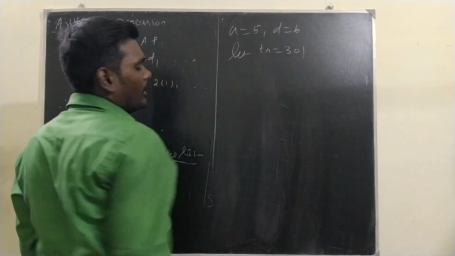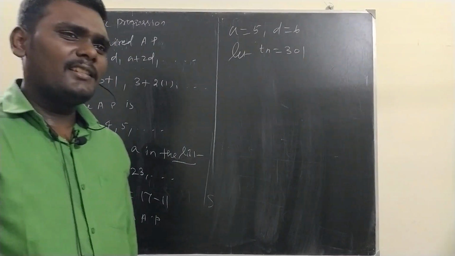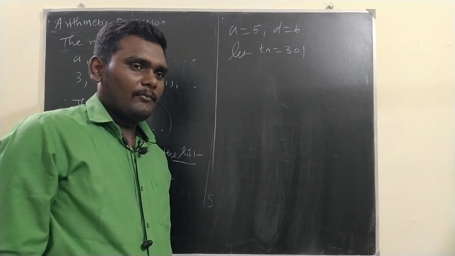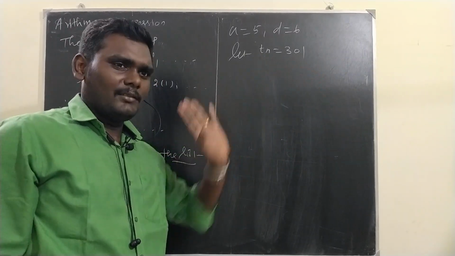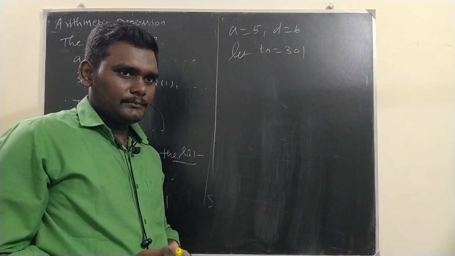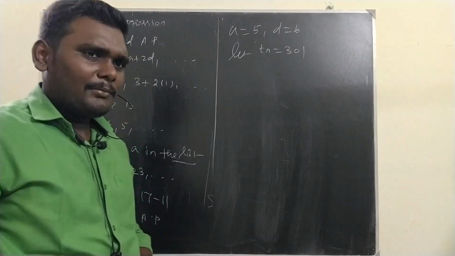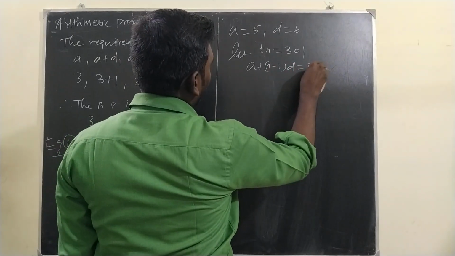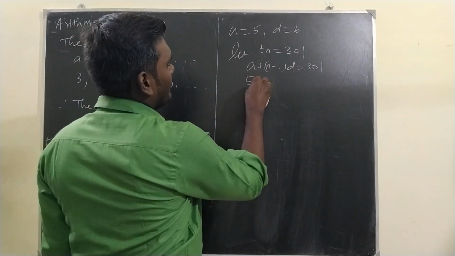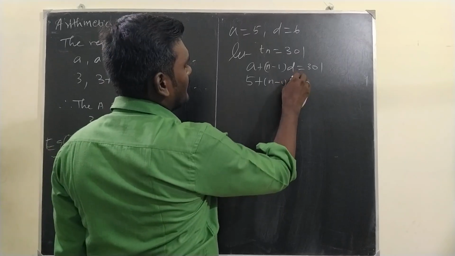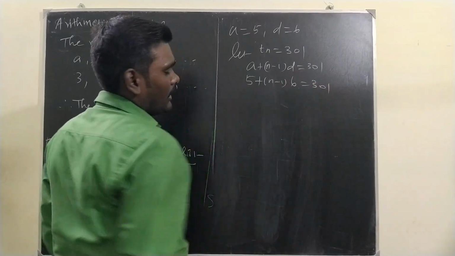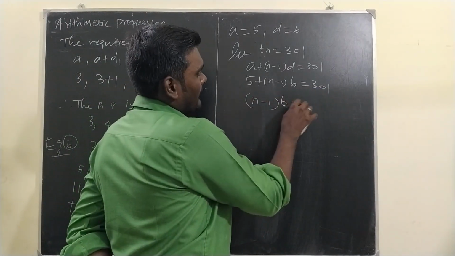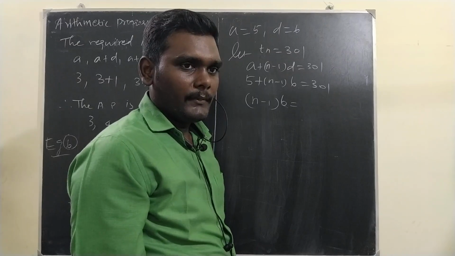Let Tn equal 301. We don't know which term it is. But the question asked is whether 301 is a term or not. So we take it as the nth term. Now apply the formula. A plus (n minus 1) into D equals 301. A is 5, D is 6. Then this 5 goes there. Then we have (n minus 1) into 6 equals 301 minus 5.